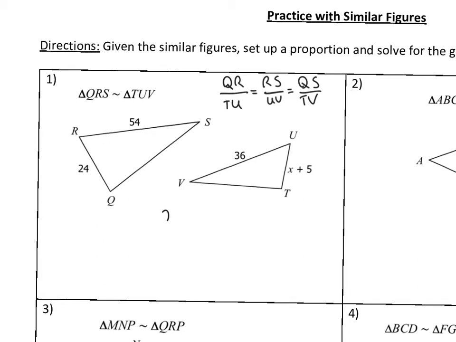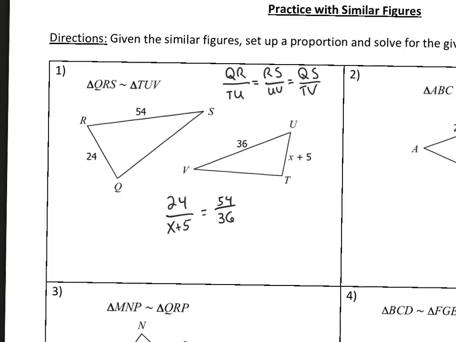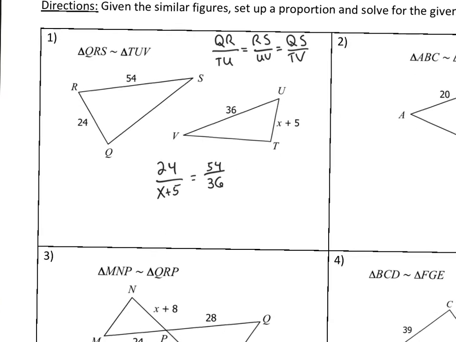QR is 24 and TU is x plus 5. And that will equal RS, which is 54, over UV, which is 36. Now, one of these is the scale factor. 54 over 36 can reduce to the scale factor. In its current state, it still is the scale factor, but it's easier to work with if we reduce it. So I'm going to reduce it to 3 over 2. 18 goes into both of those numbers.